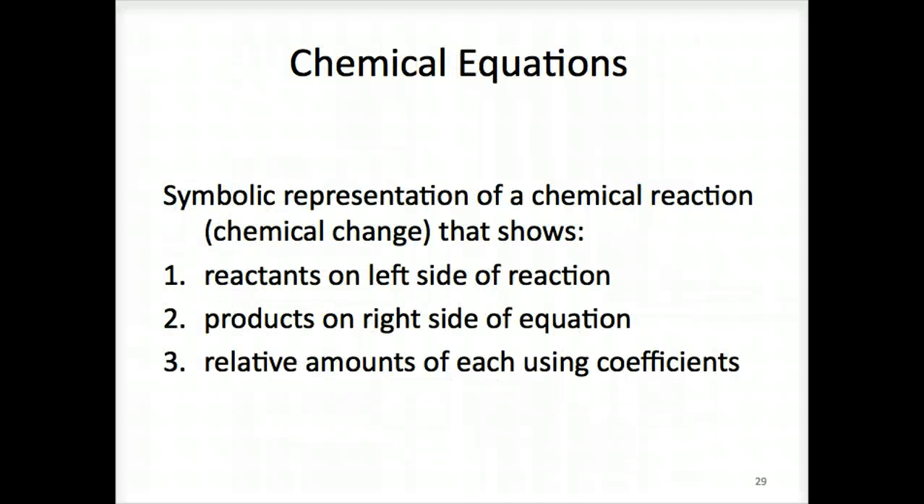Okay, now that we've looked at concentrations, it's now time to look at chemical equations. Chemists write chemical equations to show what is happening in their chemical reactions. They always are of the same style. Reactants are on the left, products are on the right, and we say the relative amounts of each one using the coefficients.